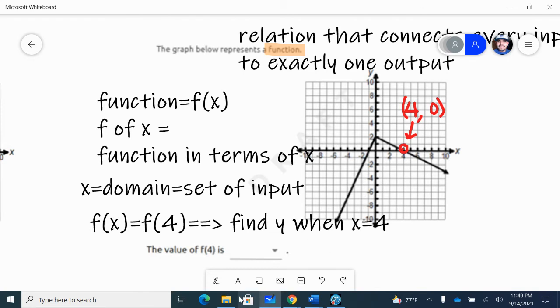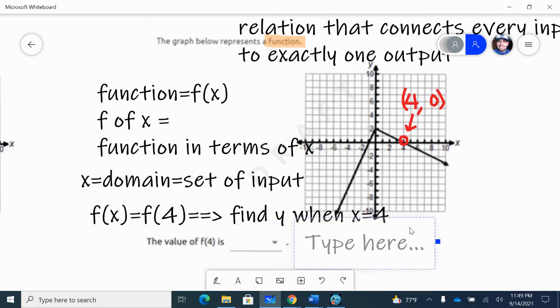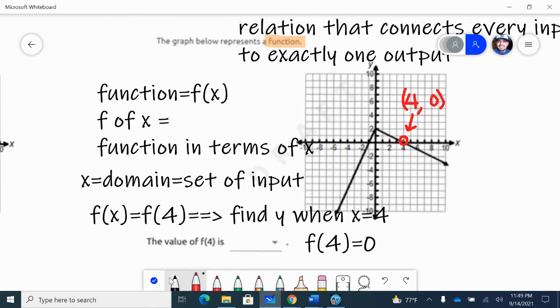So my answer is f of 4 is equal to 0. There it is. f of 4 is equal to 0.